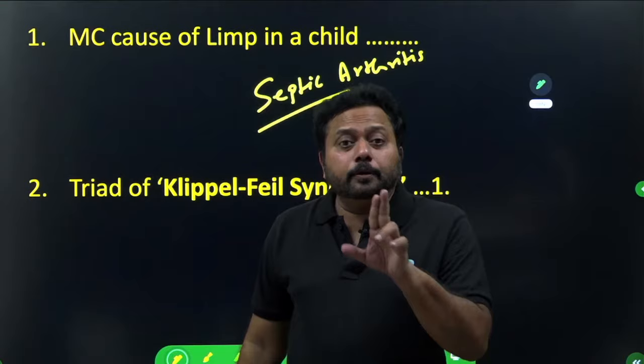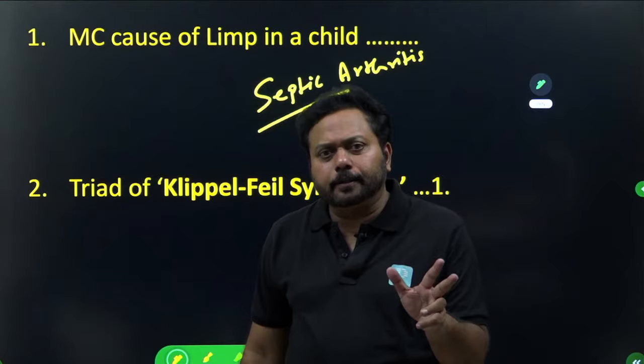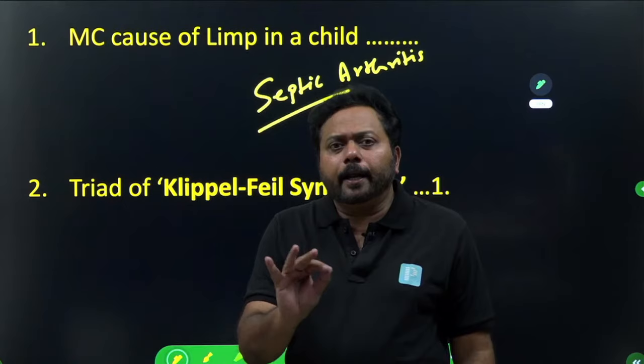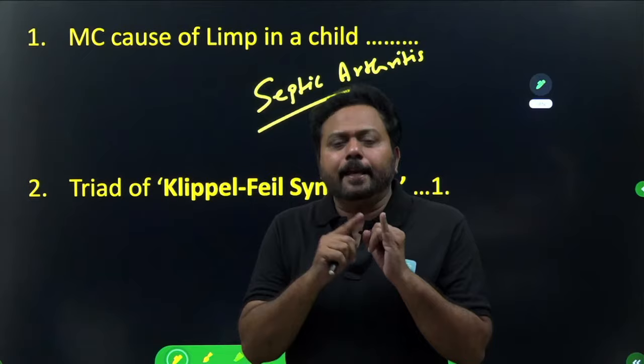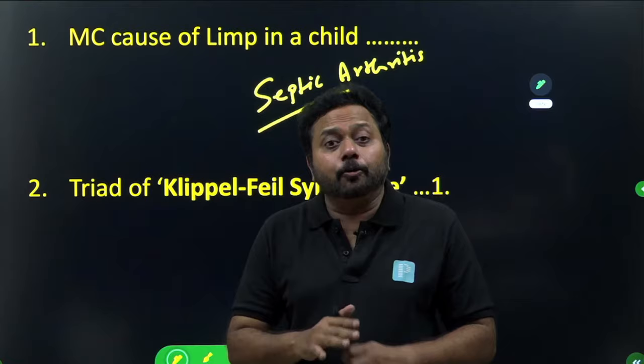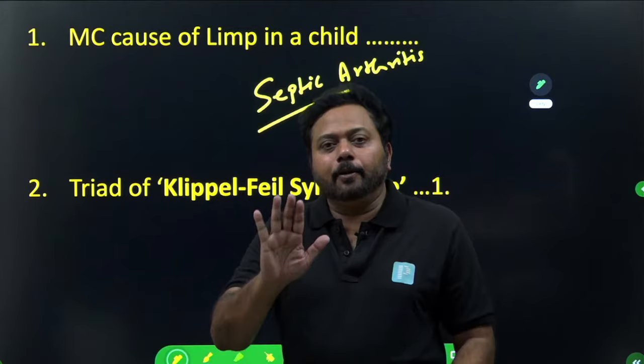In both situations, it happens in a child 3 to 10 years. Septic arthritis is a very serious condition. Transient synovitis hip is a harmless condition. How to differentiate? In transient synovitis hip, there is a low grade fever, otherwise most of the time no fever, whereas septic arthritis presents with a high grade fever. Point number two, C-reactive protein is normal in transient synovitis hip and very much elevated in septic arthritis. Point number three, ESR, erythrocyte sedimentation rate, is normal in transient synovitis hip and elevated in septic arthritis. This is the closest possible differential diagnosis.